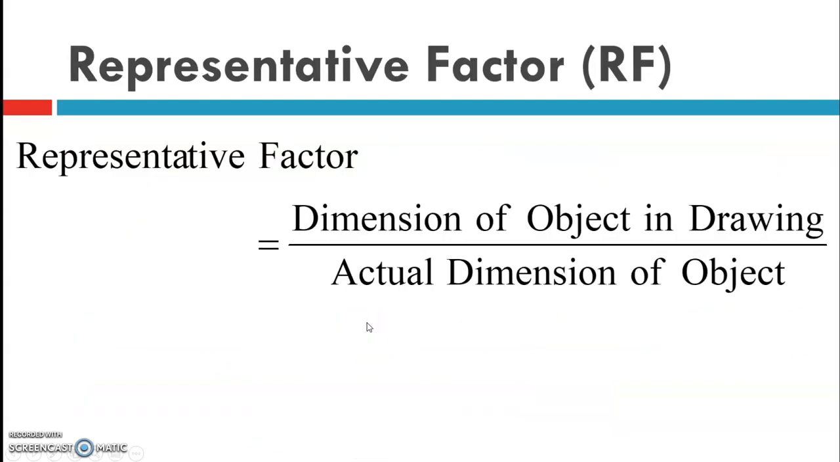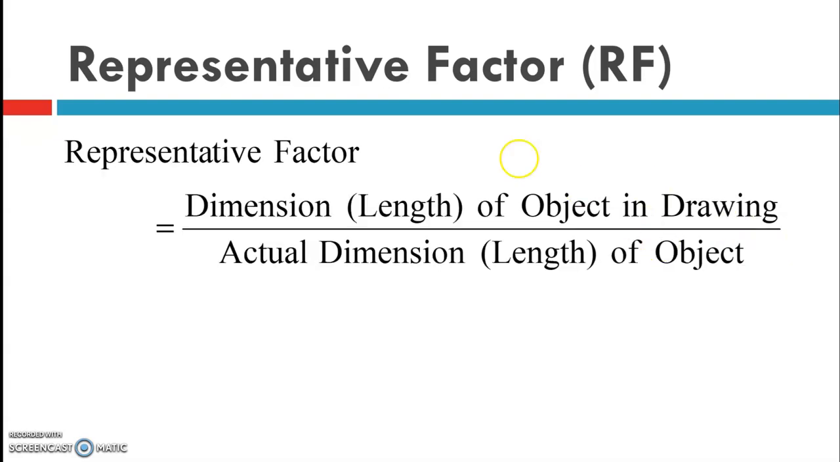So the definition of RF is, it is defined as the ratio of dimension of object in drawing to actual dimension of object. It means it is a ratio of two things. One is the dimension of object in drawing. So whatever drawing we are drawing, what is the dimension of that particular object in drawing divided by what is the actual dimension of that object. Clear?